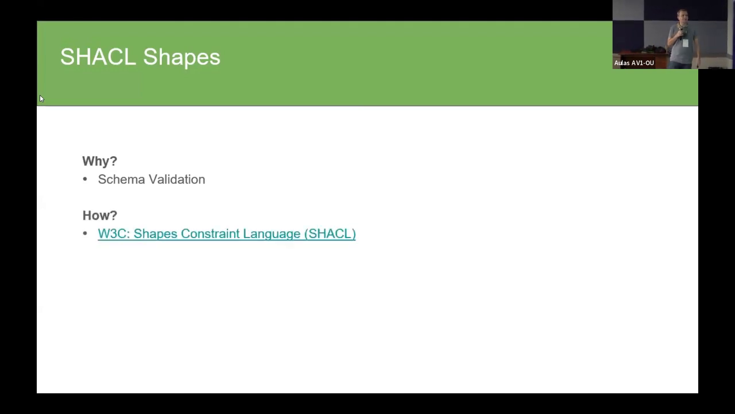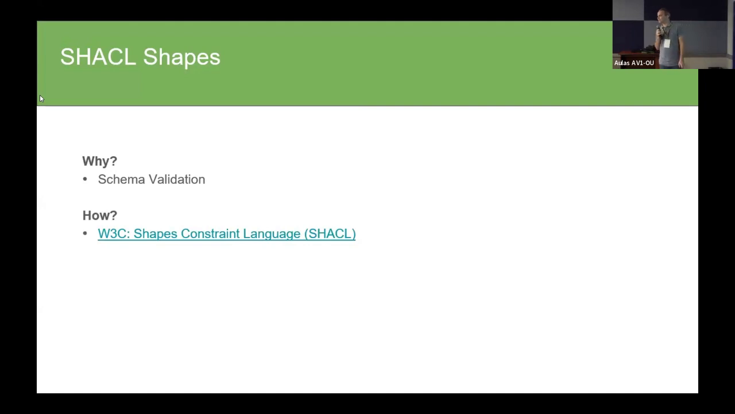So first thing is the SHACL shapes. So first of all, why do we do that? Pretty much schema validation. So we've already seen also in the challenge that sometimes people didn't really pay attention to the cardinality requirements that were set out in the model. So part of that would be caught by such shapes here to validate. So how do we do that? Yeah, okay, it's SHACL shapes.